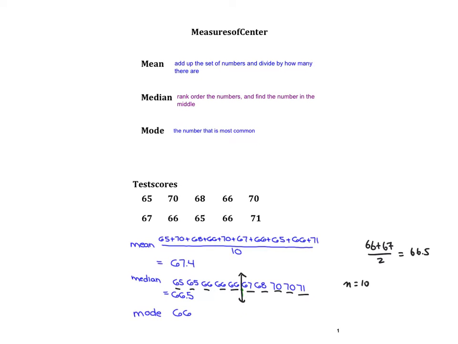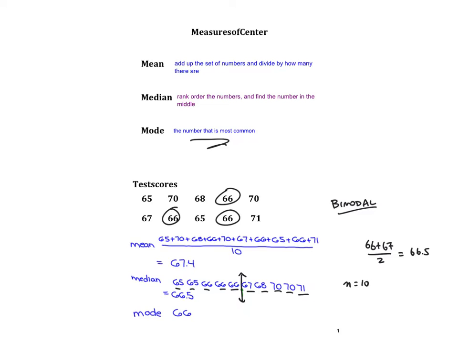Our mode, as described above, is the most common of the test scores, and we can see that we have 3 66s. Now, let's say that a grouping of test scores has two modes. This is called a bimodal distribution. So let's say, for example, there were 3 65s and 3 66s. Then the mode would be both 65 and 66. That doesn't come up as often, but that is how you would go about a scenario like that.